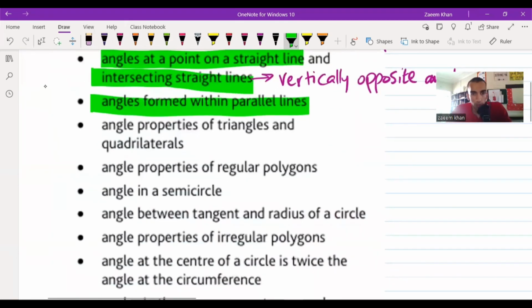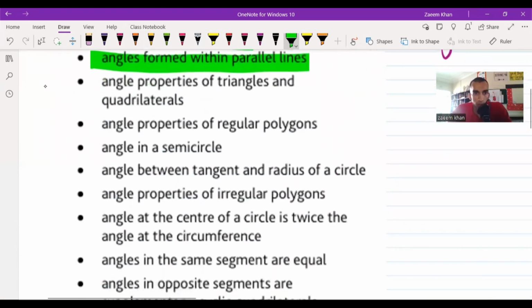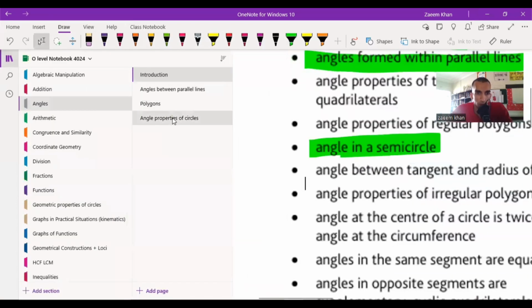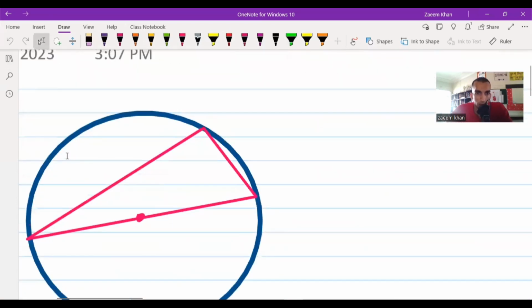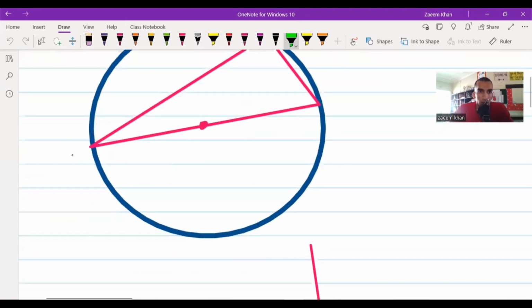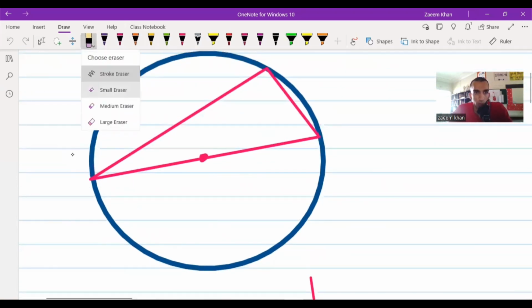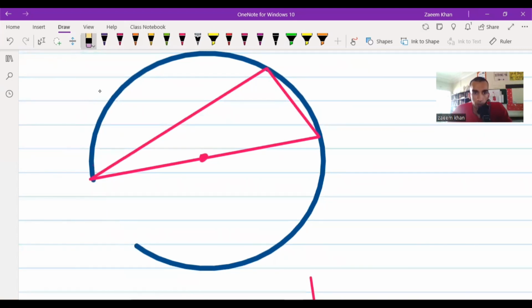Angle properties of triangles and quadrilaterals. Let's skip this for a moment and jump here. Angle in a semicircle. If I were to erase half of this circle, what am I going to be left with? A semicircle.